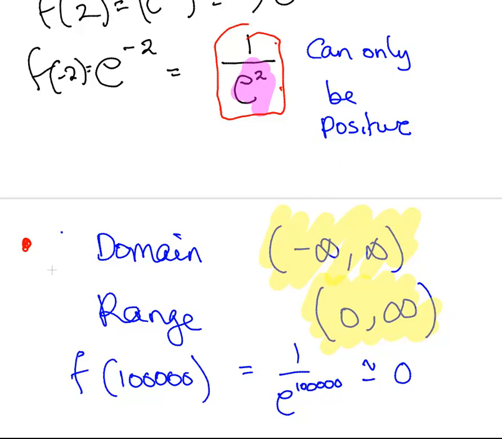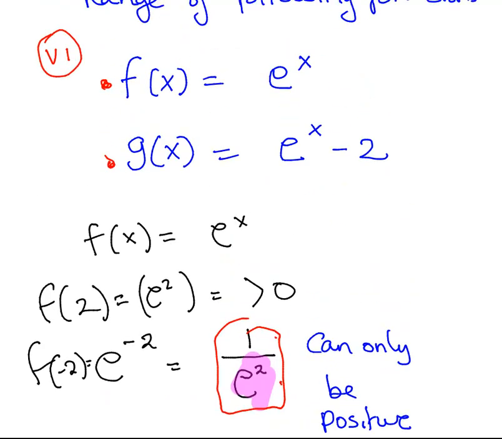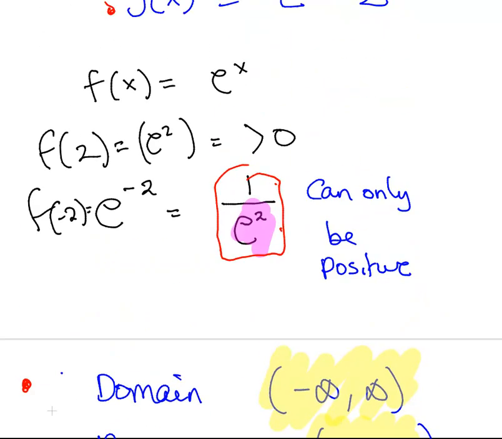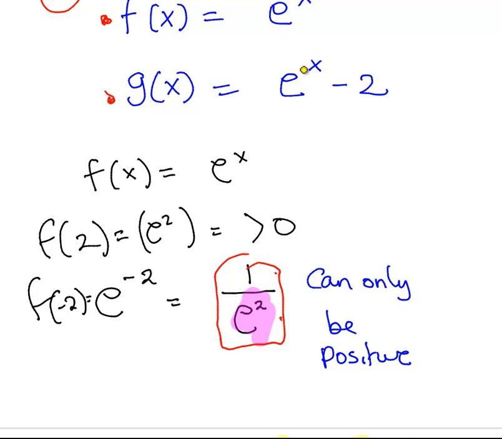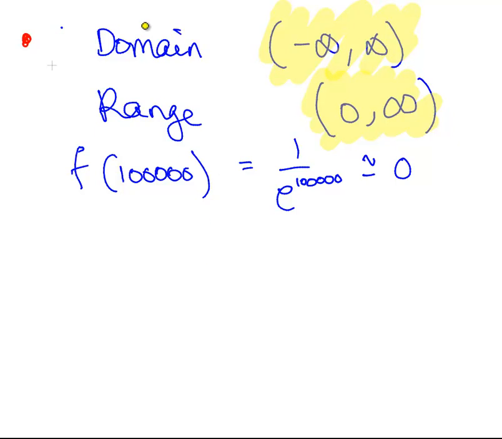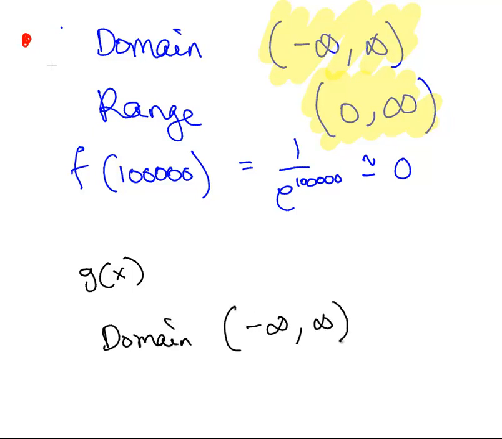Now the other one is fairly similar. Essentially, g of x equals e to the x minus 2. For this one, you can get e to the x close to 0, and then subtract 2. So the domain is any input from the real numbers, and the range is minus 2 to infinity.